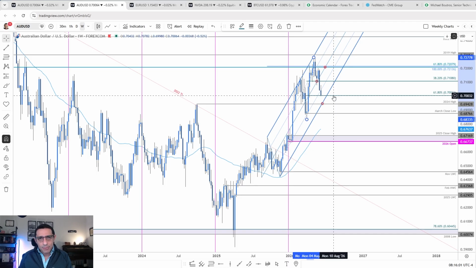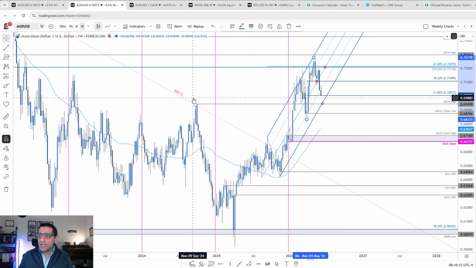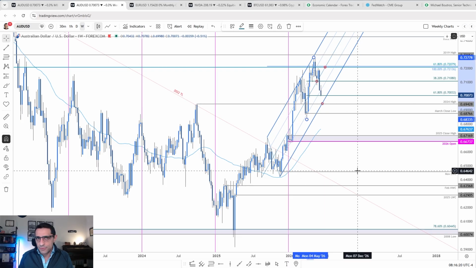.70 proper is the focus right here into the start of midweek, and we're looking for a reaction there. If we break that Fibonacci level lower, the next major key zone of support rests with the 2024 swing high, which converges on broader uptrend support near .6943.